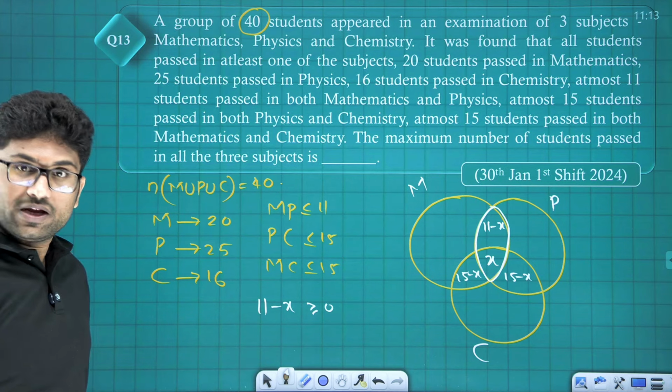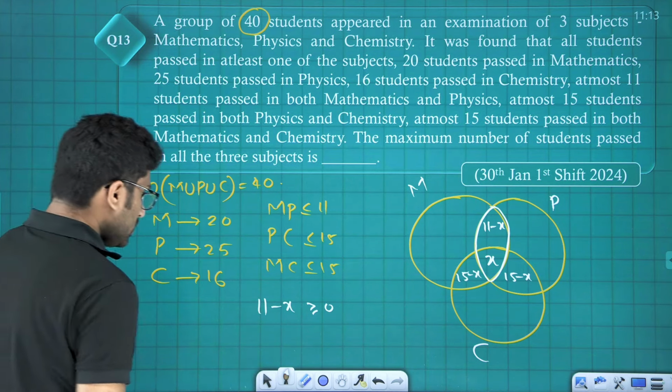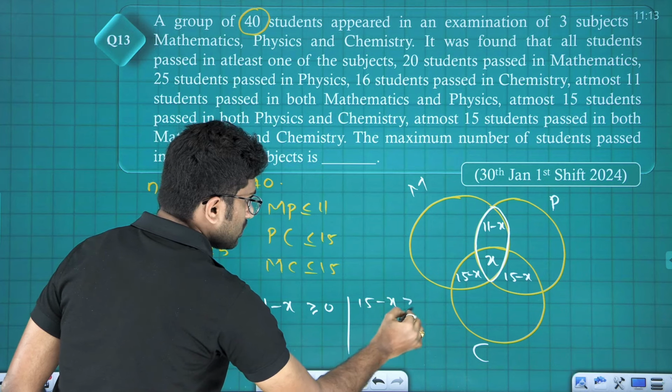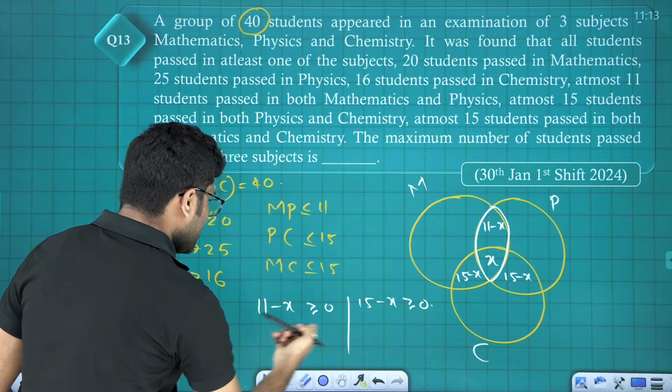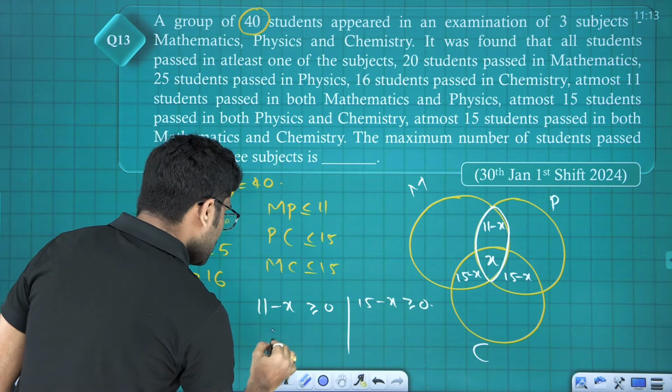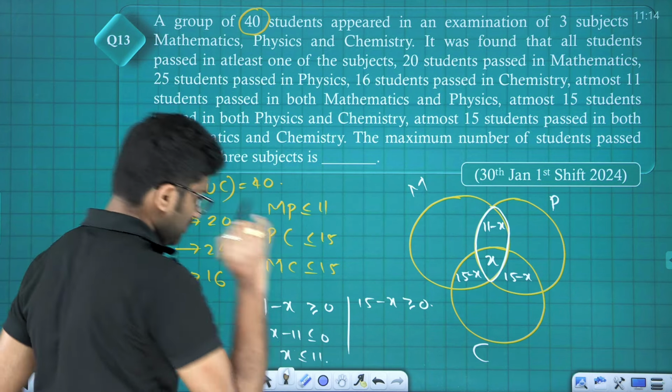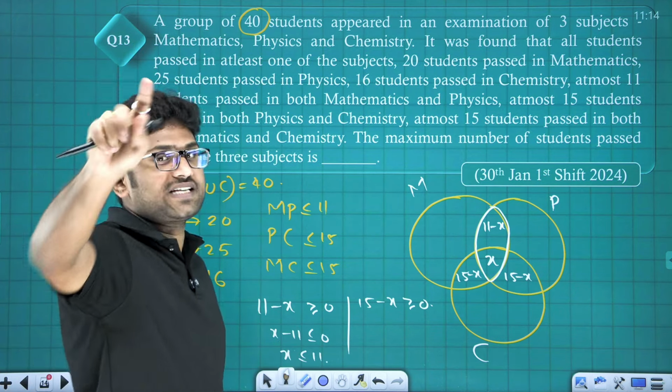Yeah. 11 minus X should be positive. 11 minus X greater than or equals to 0 means X minus 11 less than or equals to 0. X is less than or equals to 11. So the maximum value of X can be 11.